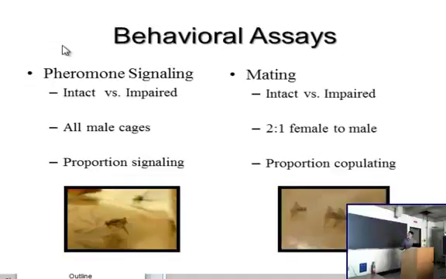To see if there was an effect of mating, I did the same thing where I compared the mating success of intact and impaired individuals by housing these males in cages with a 2-to-1 female to male ratio, so there was no competition for the mates. So anyone that wanted to mate would be able to get access to a female. And every hour I would observe the proportion of those males that were successfully mating.